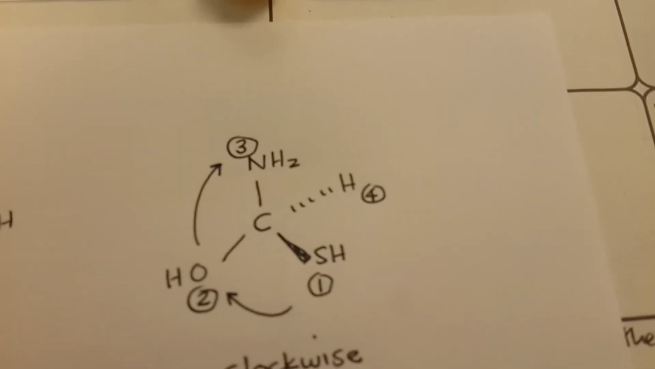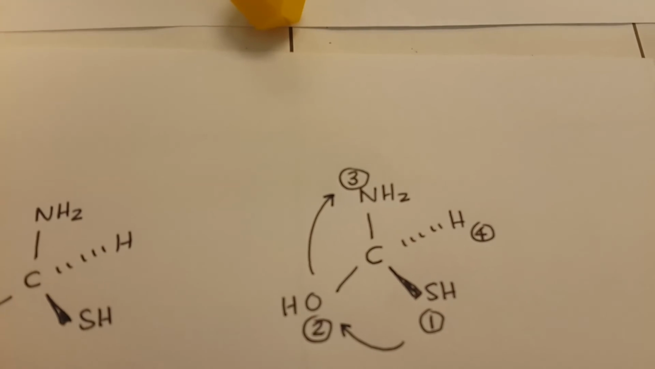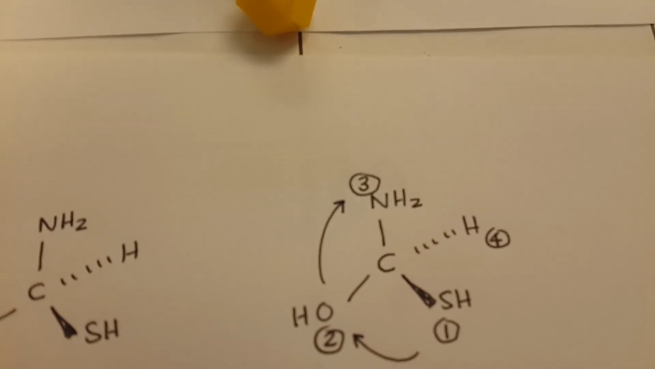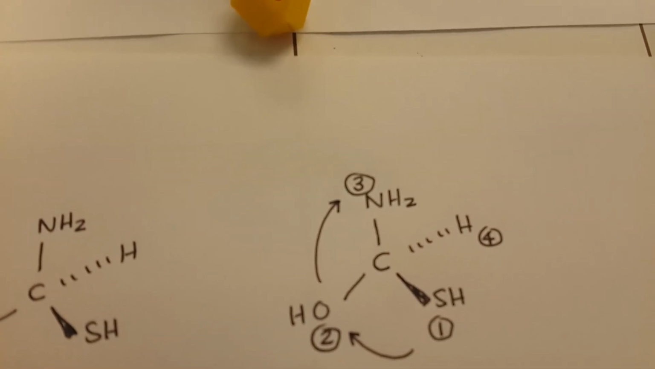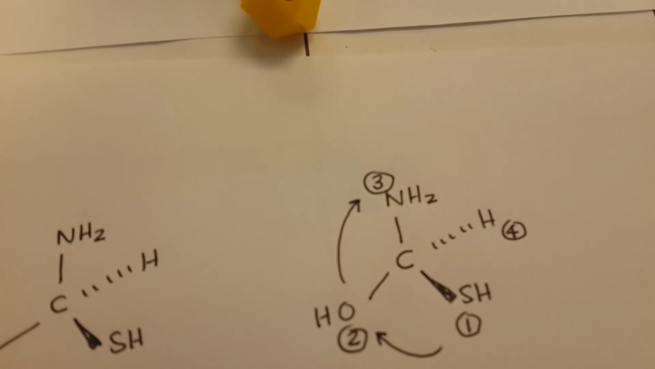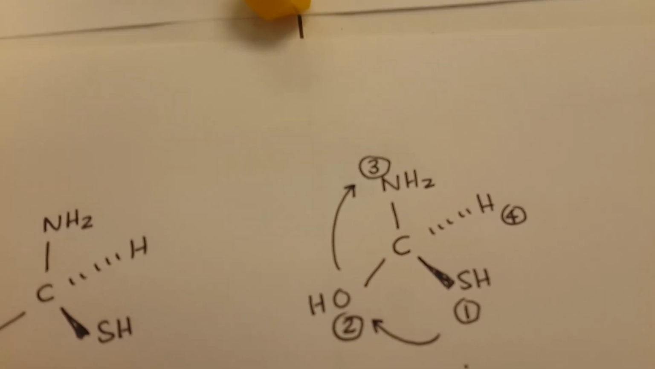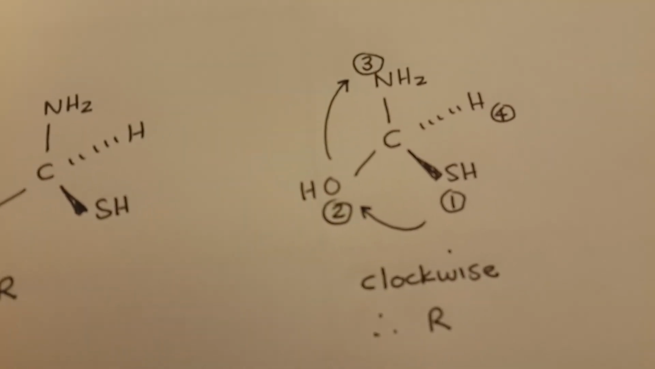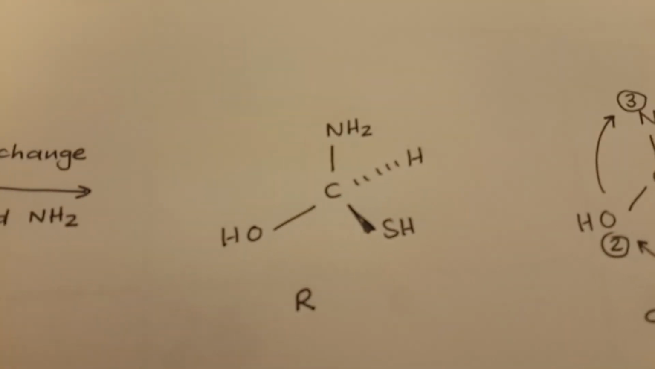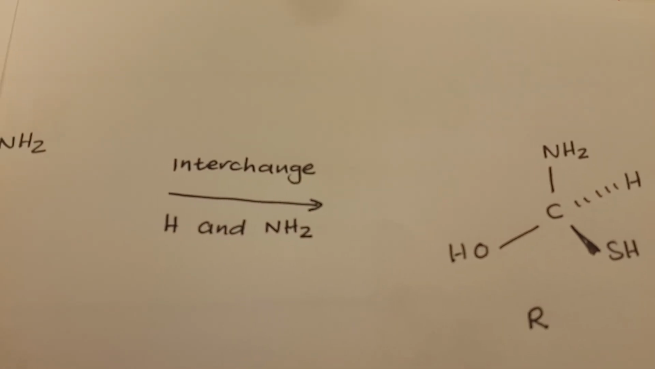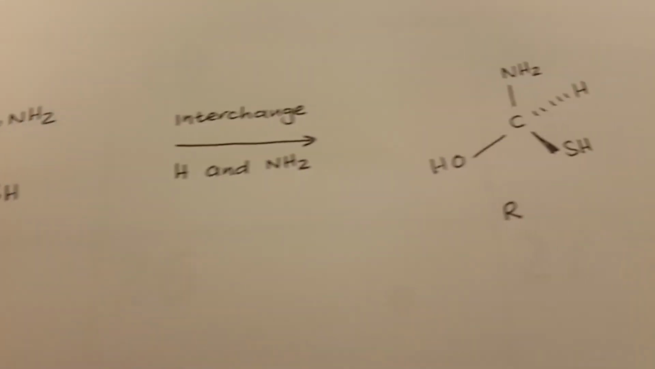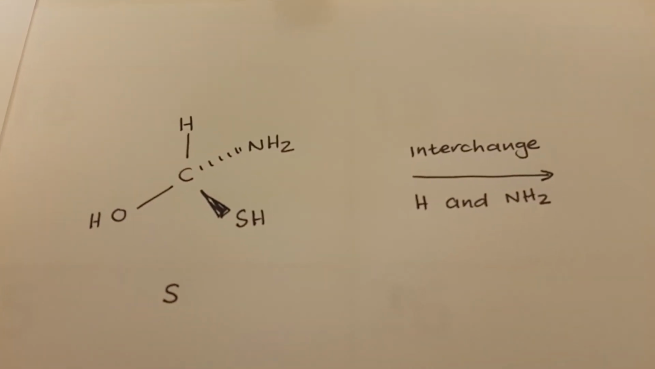If you remember in the previous video, sulfur had an atomic number of 16, so it's given a priority of 1. Oxygen had an atomic number of 8, given a priority of 2. Nitrogen, atomic number of 7, given a priority of 3, and hydrogen was your lowest priority. And you go from 1 to 2 to 3. You go now in a clockwise direction, and the clockwise direction would mean that this molecule is the R configuration. So this molecule was the R configuration after we interchanged the hydrogen and the NH2, which means now that your original molecule must be opposite to the R configuration, which is the S configuration.